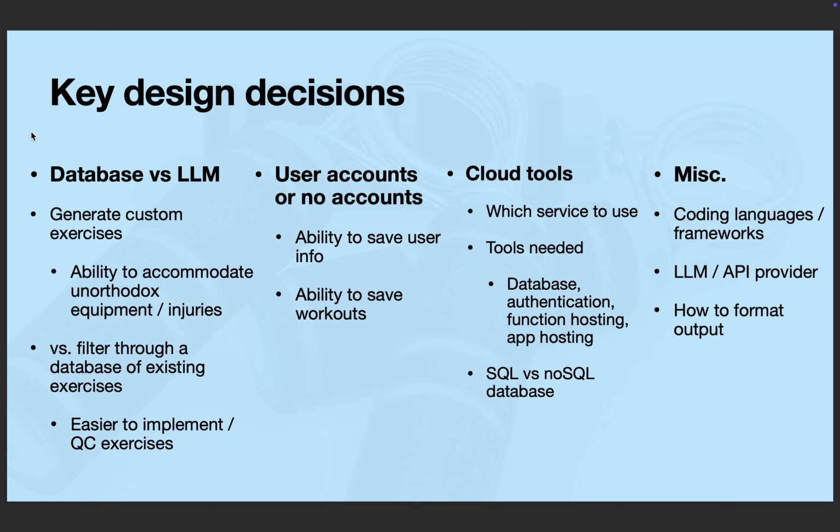Turning to a few key design decisions. The main one, like I mentioned earlier, was the database versus using an LLM decision. Using a database allows you to know exactly what's in there. You have a certain number of pre-populated exercises, and all of the information for all those exercises is pre-populated, so you'll probably have a column for equipment required, a column for suitable for this level of fitness, suitable for this age range, things like that.